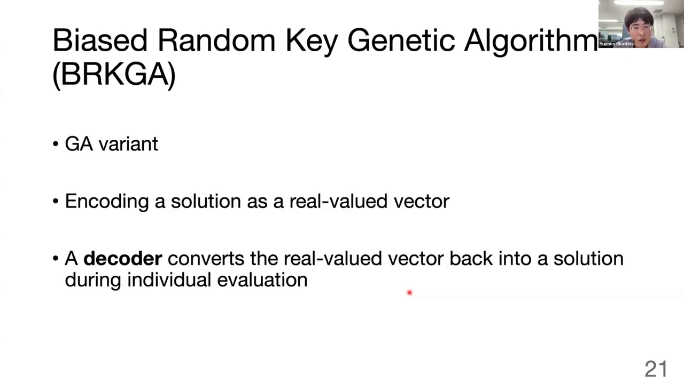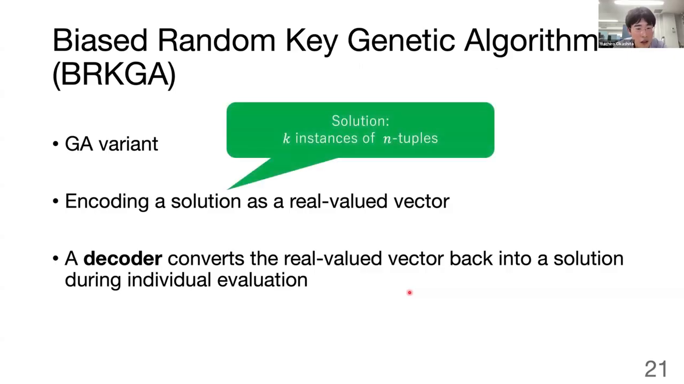Okay, let's take a closer look at how BRKGA works. First, BRKGA stands for Biased Random Key Genetic Algorithm. The key feature of BRKGA is how it represents a solution. Each individual is encoded as a real-valued vector. This vector itself is not the solution. Instead, a procedure called the decoder is used to convert the real-valued vector back into a solution during individual evaluation. In the context of our work, a solution corresponds to the k instances of n-tuples.